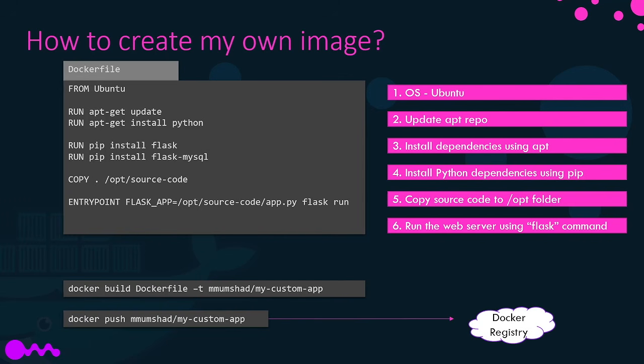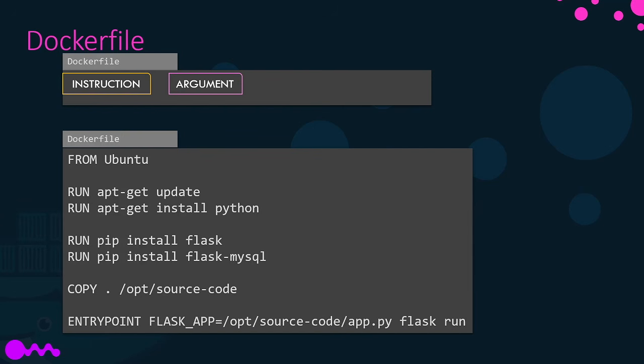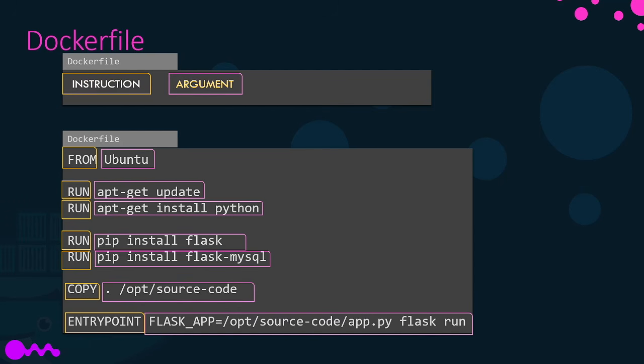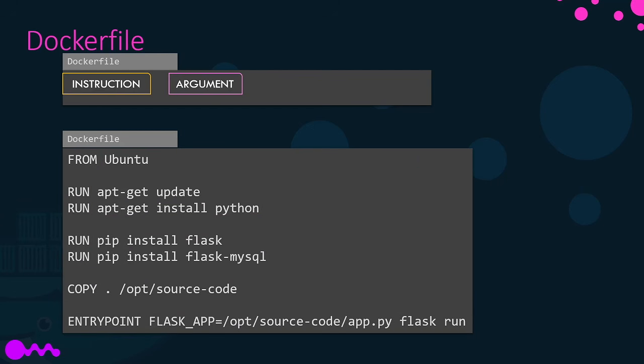Now let's take a closer look at that Docker file. Docker file is a text file written in a specific format that Docker can understand. It's in an instruction and arguments format. For example, in this Docker file, everything on the left in caps is an instruction. In this case, FROM, RUN, COPY, and ENTRYPOINT are all instructions. Each of these instruct Docker to perform a specific action while creating the image. Everything on the right is an argument to those instructions. The first line, FROM Ubuntu, defines what the base OS should be for this container.